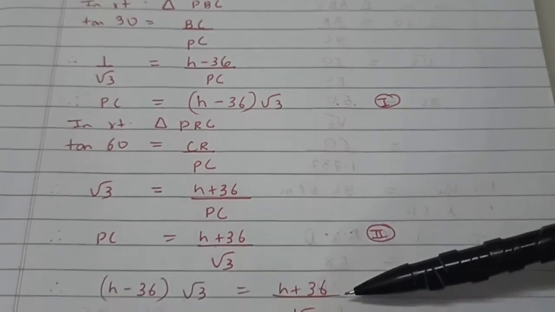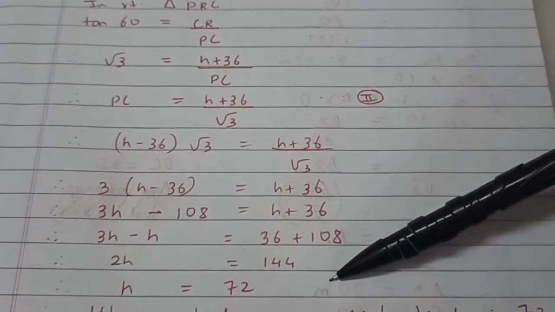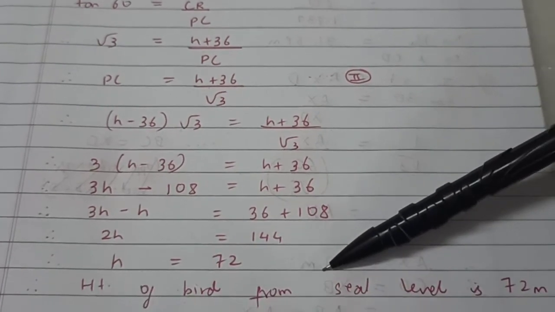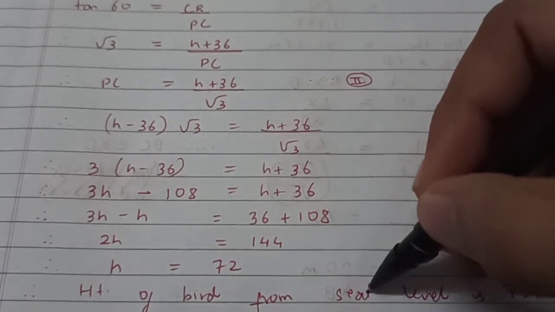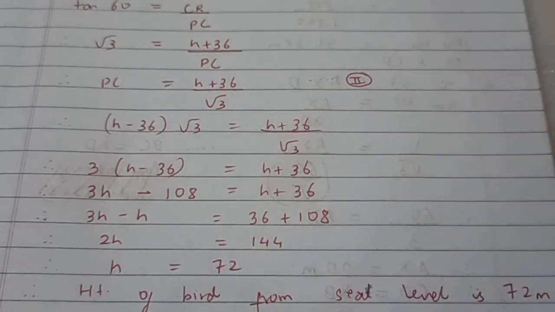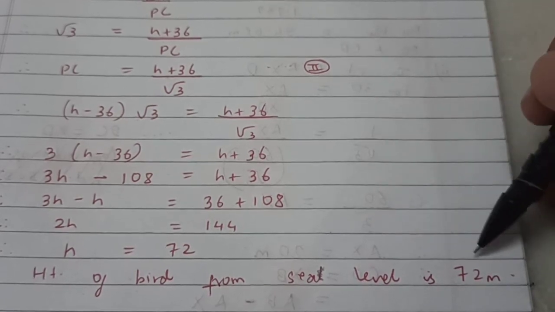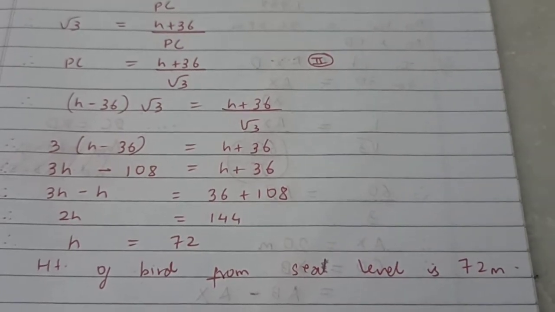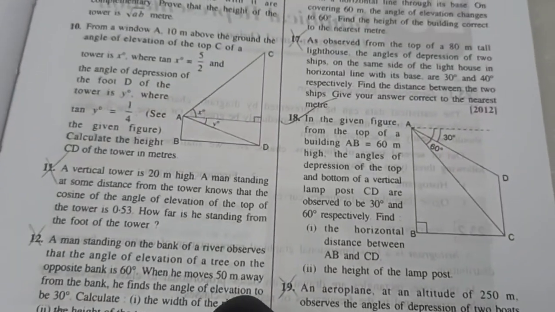Equalize them, cross multiply, open the brackets and get the value of H, 72. So the height of the bird from the sea level, don't just write height of the bird. A bird can't be 72 meters high. From the sea level, it is 72 meters. Next, cancel 16, 17, 19, 20, 21. If you wish to do them, you may.